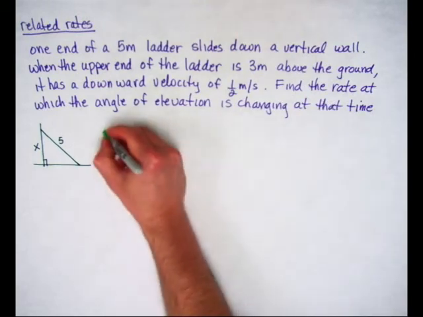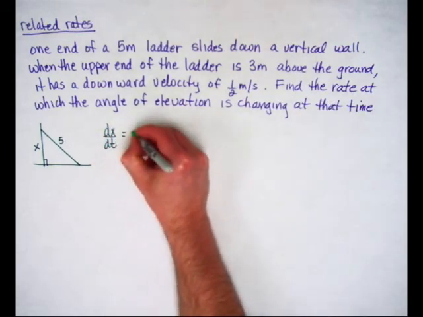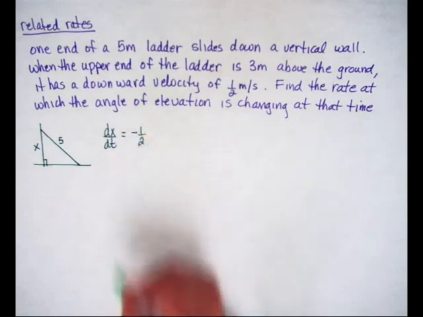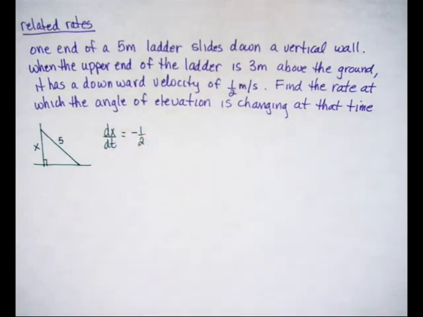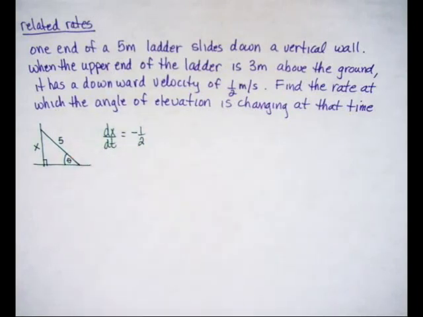And we are given that rate. We are told that dx/dt is negative 1/2. It's negative because it's decreasing. So that's our given rate of change. And then the question says, find the rate at which the angle of elevation changes. The angle of elevation is the angle that the ladder makes with the horizontal. So the angle of elevation, we'll call it theta. That's what the question wants us to find.